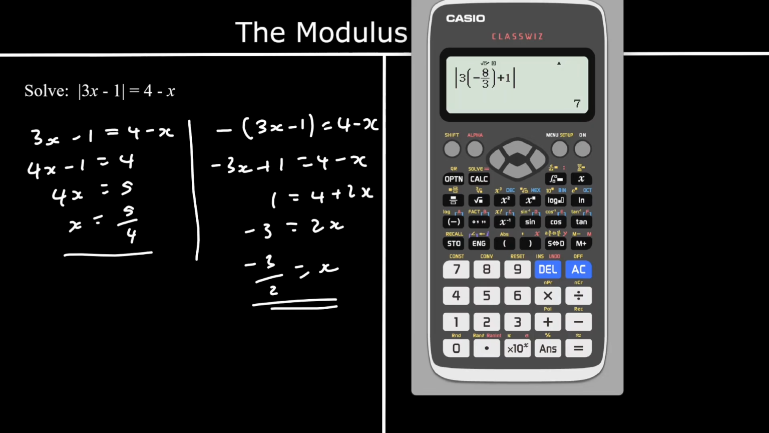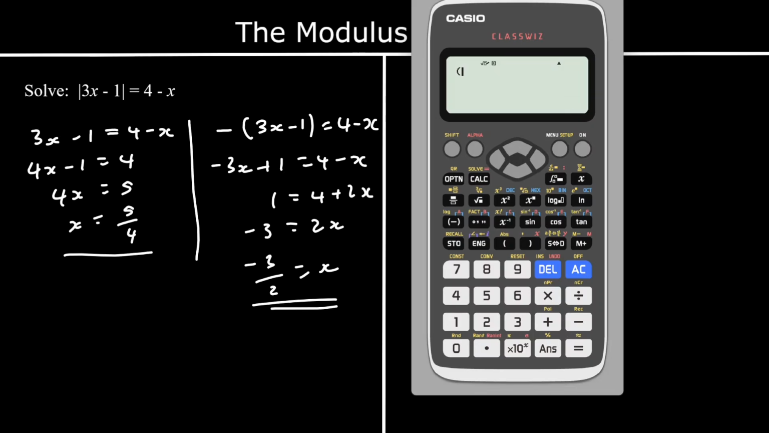So we'll do 3 times x minus 1. So 3 times 5 quarters minus 1 is 11 over 4. And so 4 minus 5 quarters should be the same thing. Also 11 over 4.